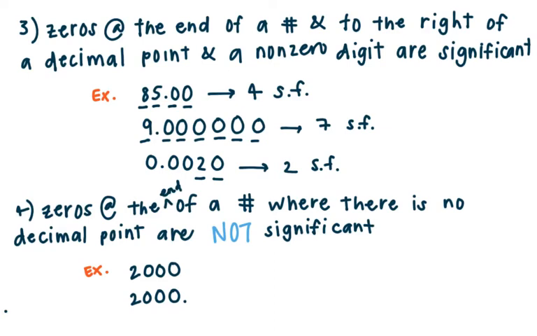Zeros at the end of a number where there is no decimal point are not significant. So let's take a look at the first example. Here, we only have 1 sig fig. And for the next example, we have 1, 2, 3, 4 sig figs. And the reason why we have 4 is because of this decimal point right here.